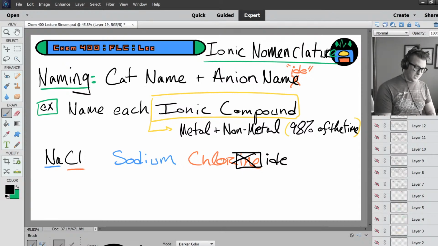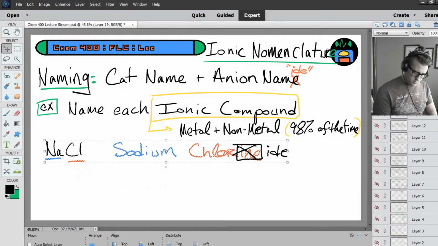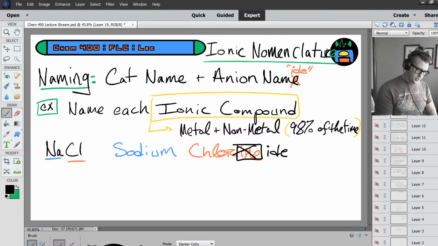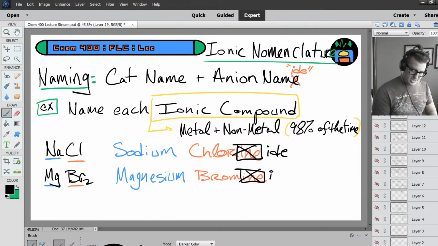All right. Let's do another example. I'm going to give myself just a little bit more room on this slide. All right, let's name another one. Let's do MgBr2. All right, our cation name, Mg, is magnesium. Our anion's name, well, the element is bromine. So to get our anion name, we axe that ending and add an ide. So this would be magnesium bromide, all right?